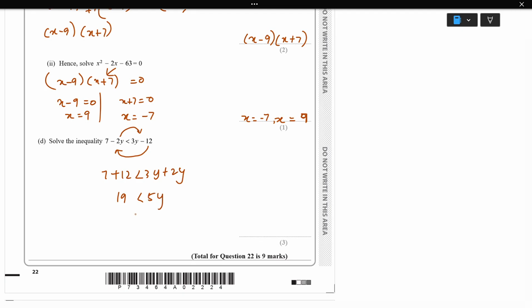So I need to get y, so I'm swapping this side. 5y greater than 19. So y greater than 19 over 5, because I divide by 5 on both sides. So final answer, y greater than 19 over 5.